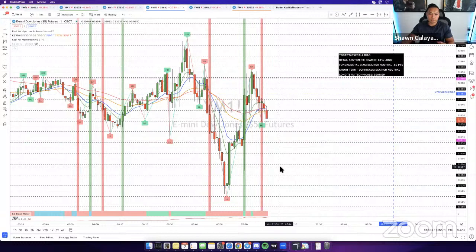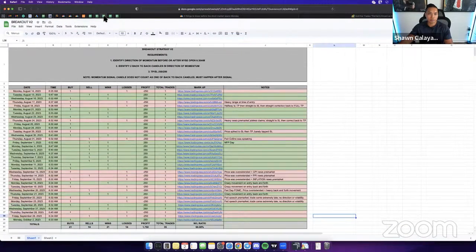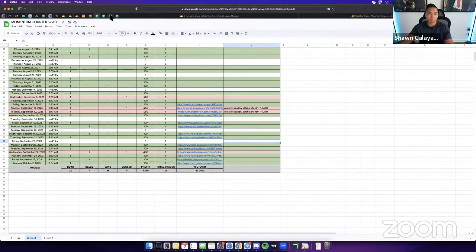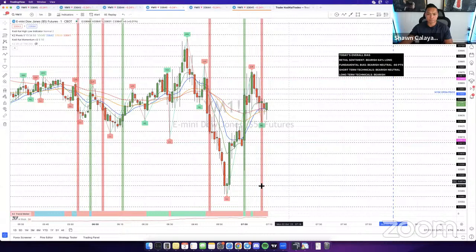So looking at this here, all of our entries hit full TP. So it looks like this NFP might be a good week for this month. But yeah, all the entries hit. So breakout V2 hit, momentum counter scalp hit, intraday scalp hit. We're still looking for this high level momentum scalp. It hasn't come up yet. So we'll see when that comes up. But everything's pretty much hit for the most part.